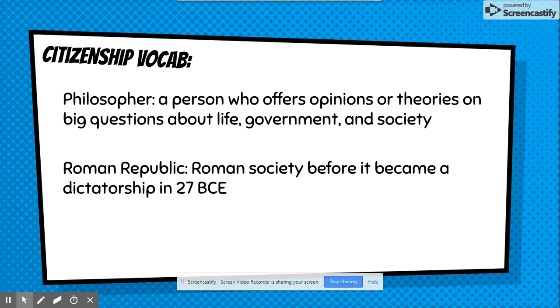Okay, so the next vocab term is a philosopher. I won't worry too much about this, but a philosopher is a person who offers opinions or theories on big questions about life, government, and society.